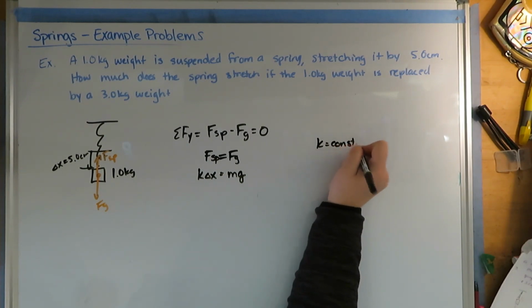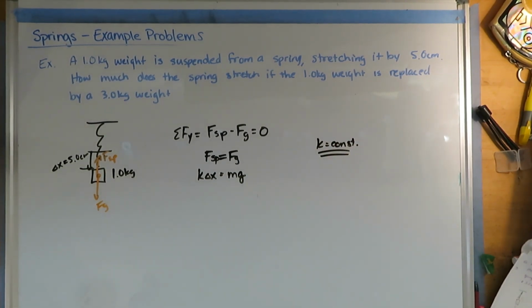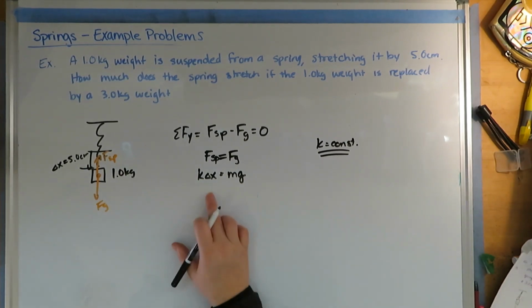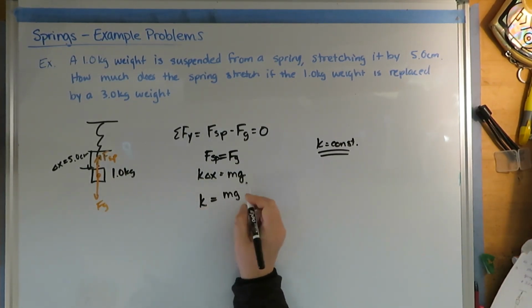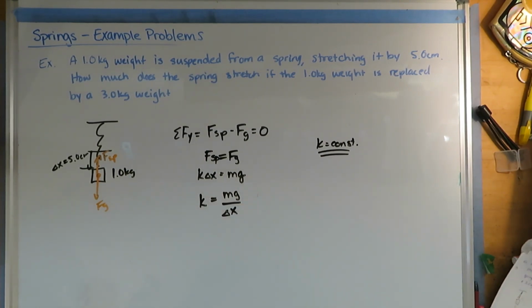Now in the previous example, we actually did find K. In this case, it's not asking us to find K. We actually don't need to. We could, but we don't have to because I know that K is constant. So if I solve for K, K is going to equal mg over delta X.